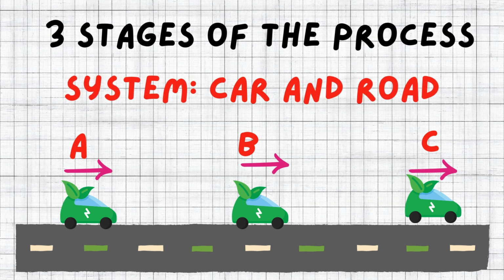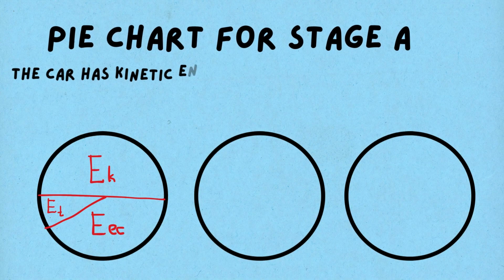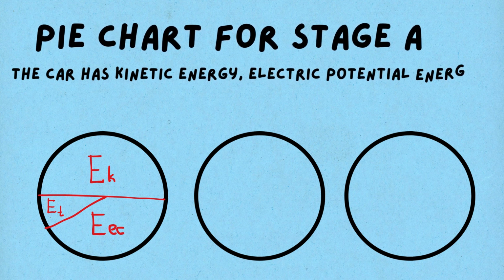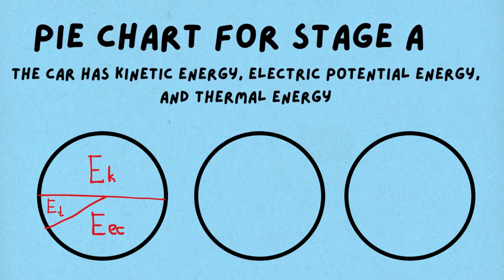One thing that you have to pay attention to is the length of the velocity vector. Here, the velocity vectors are the same for stages A, B, and C. So that means the car is traveling at a constant velocity. Because it's an electric car, the potential energy of the car is electric potential energy.